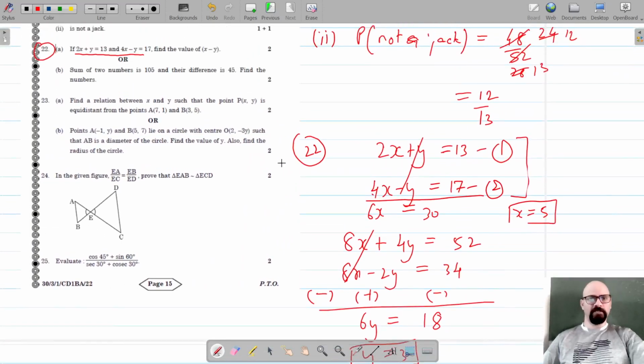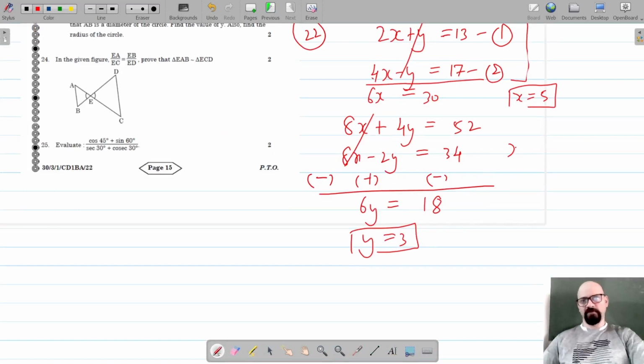Now we have to find the value of x minus y. So x minus y is equal to 5 minus 3, which is equal to 2. So x minus y is equal to 2.